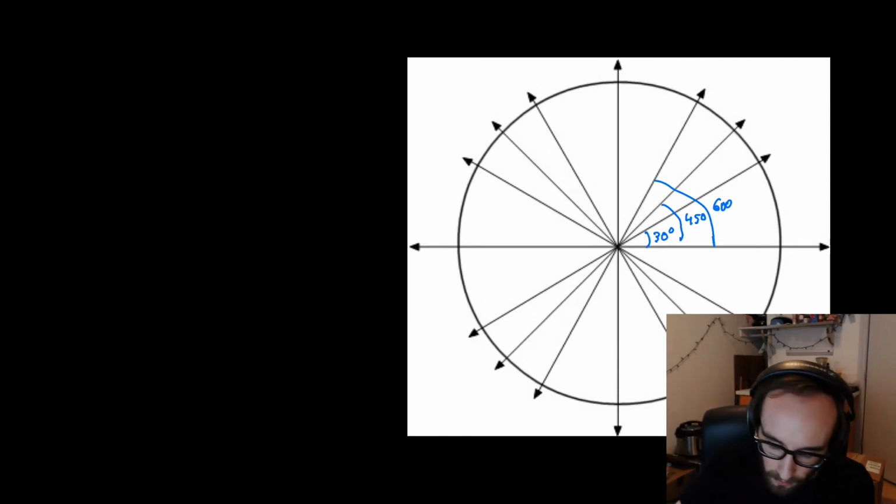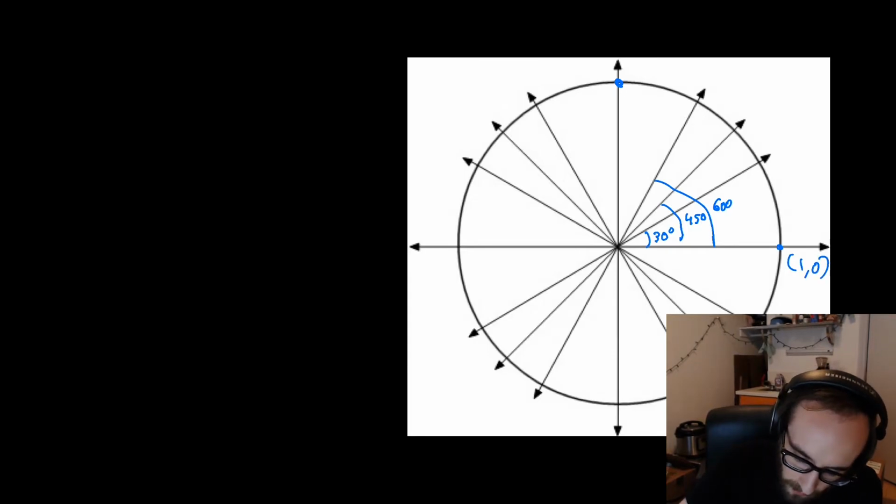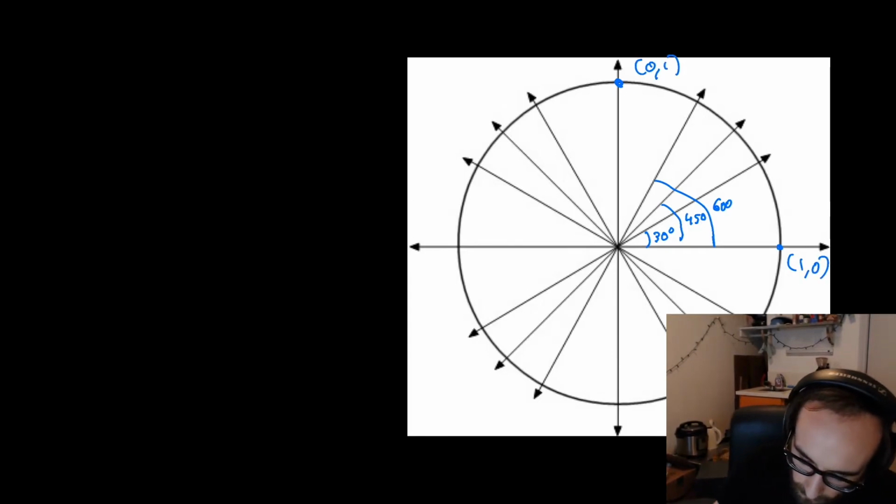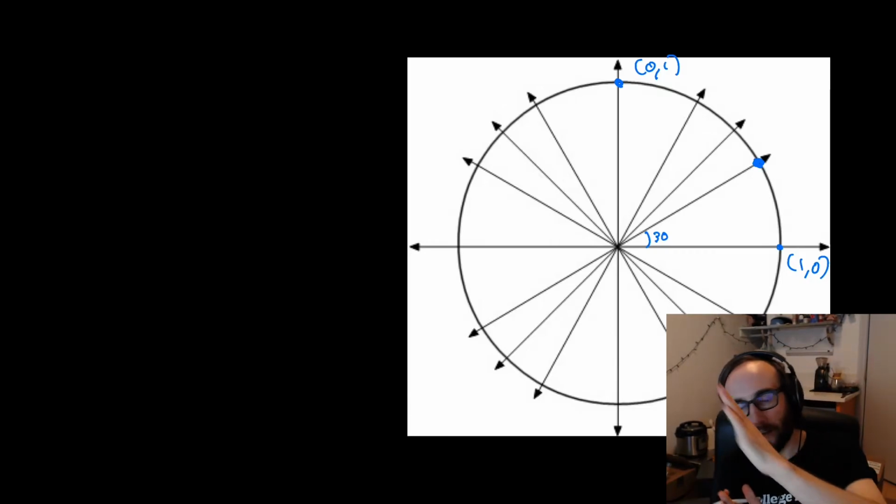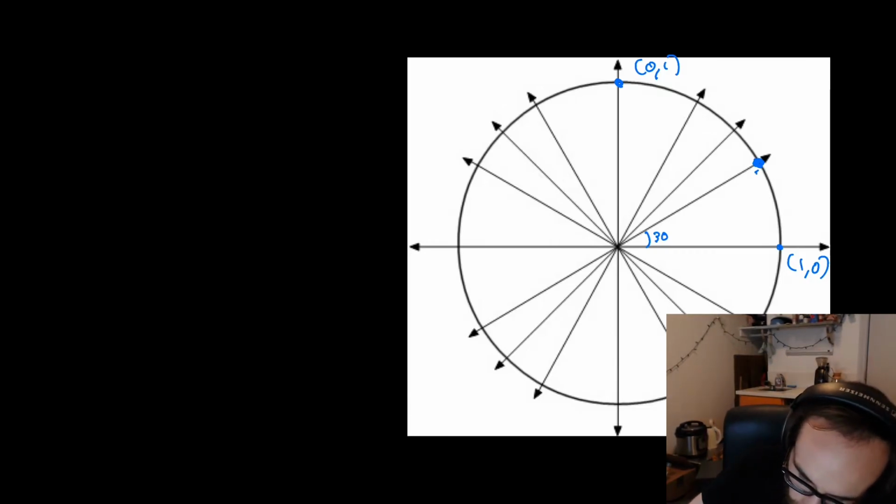So we already know all of the points on the axis. We just have (1, 0), (0, 1). And so what we can do is start off with 30 degrees here. And we're trying to find what point this terminal side intersects the circle at. So again, what we can do is draw a right triangle.